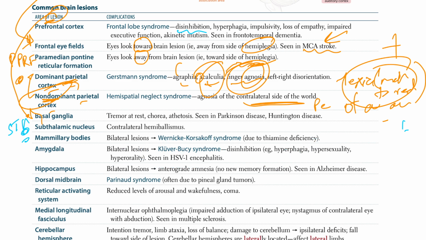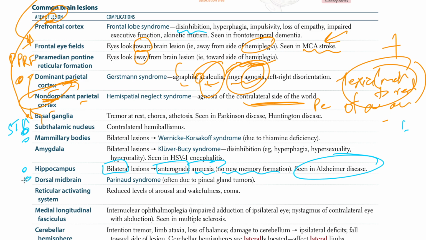All right, the next we have the hippocampus. A lesion on the bilateral side will give you anterograde amnesia. For example, what is that? That means no new memory formation. It's seen in Alzheimer's disease. So hippocampus, seen in Alzheimer's disease.